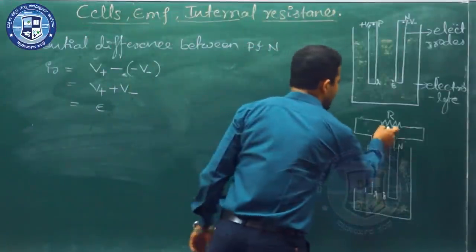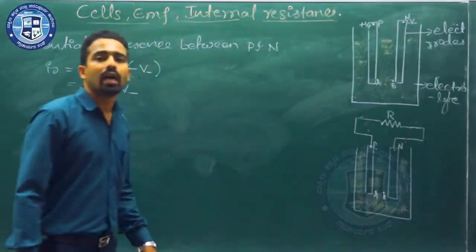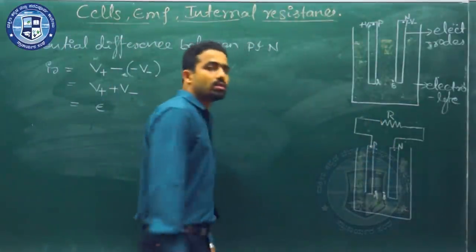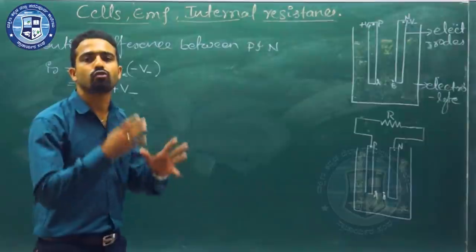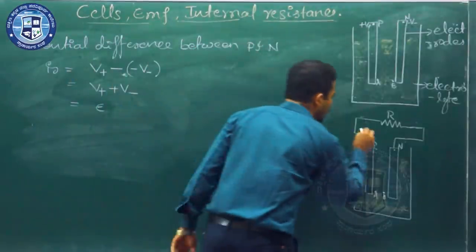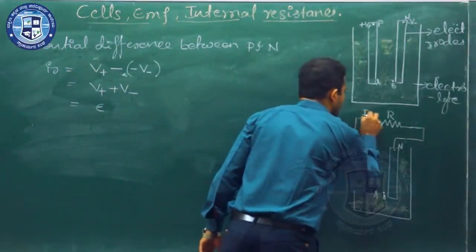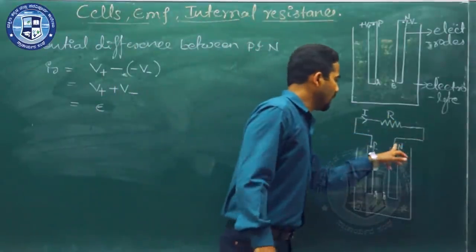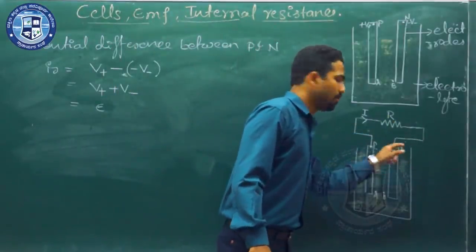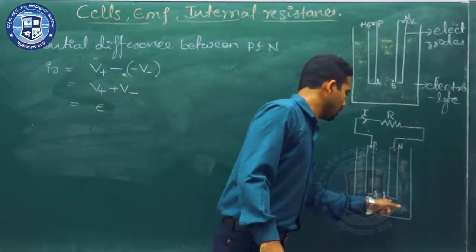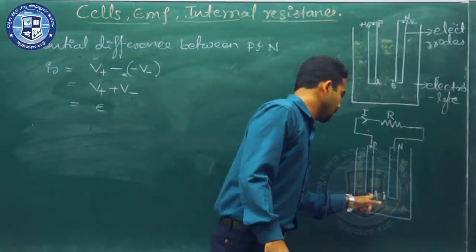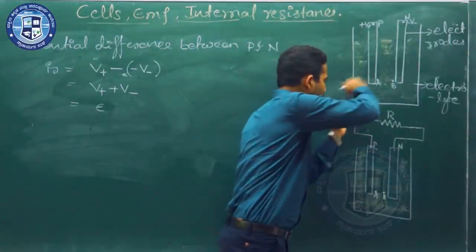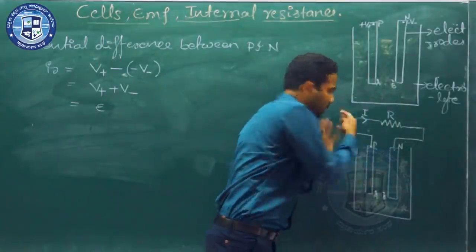So if you have connected an external circuit, the current will flow from P to N, because the electron gets a path to flow. This is I, the current that will flow from P to N here. After that, the current will flow like this, N to B. After that, it will flow like P to A. After that, it will flow like P to B. So this electron or the current will follow that path.